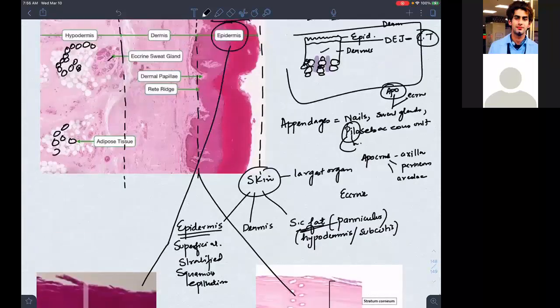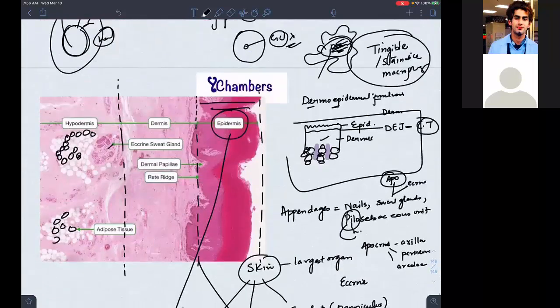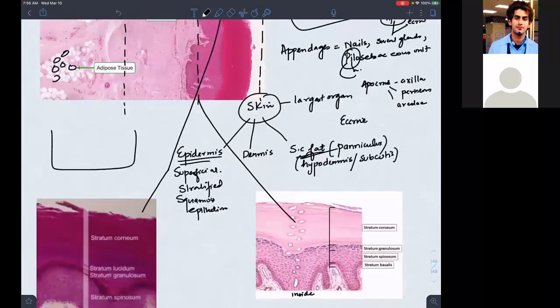So should I draw the diagram like this? If this is the epidermis and I have a hair follicle like this, and a gland is associated with it, this is a gland. Can I say this is an eccrine?